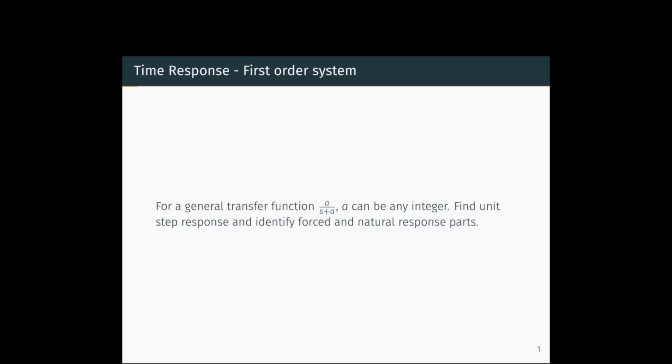In this video, we will look at the time response of a first order system. Suppose this is the transfer function a by s plus a, and you are giving a step input to the system. What is the response? How to analyze the response of the output? So that is what we are seeing.